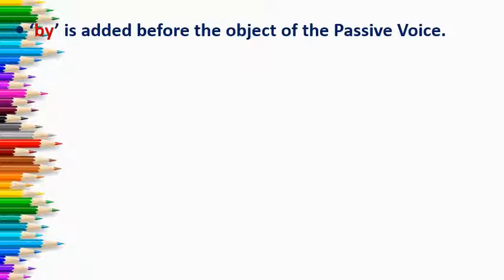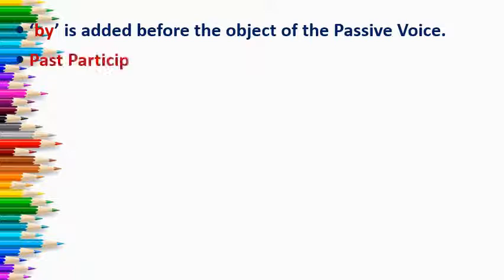Rule number 4 is that "by" is added before the object of the passive voice. To clarify it, let's see an example. Sita loves Savitri. Sita is the subject here, loves is the verb, and Savitri is the object. When we convert this active into passive voice, the sentence will be: Savitri is loved by Sita. So according to rule number 4, we have added "by" just before the object of the passive voice.